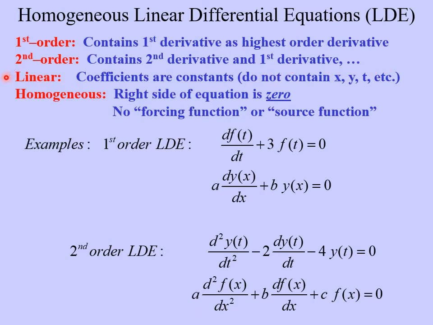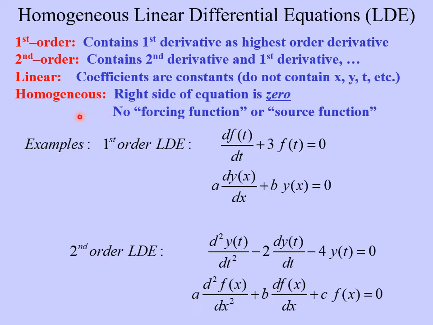A linear differential equation, which is what we're dealing with in this class, is when the coefficients are constants and they do not contain any of the variables like x, y, or t. And finally, this word homogeneous just means that the right side of the differential equation is 0. What this really means is that there's no forcing function or source function to the differential equation.